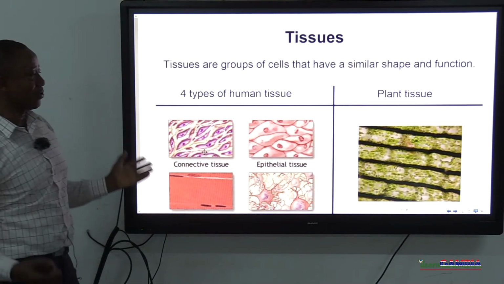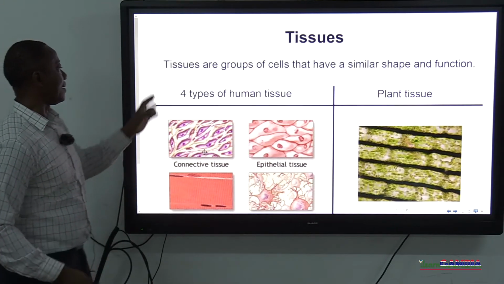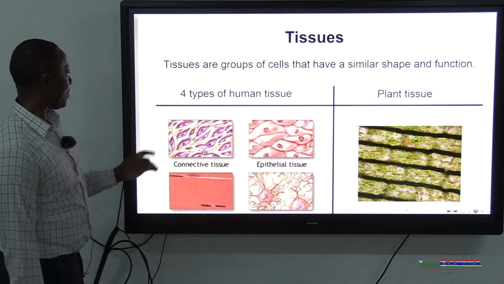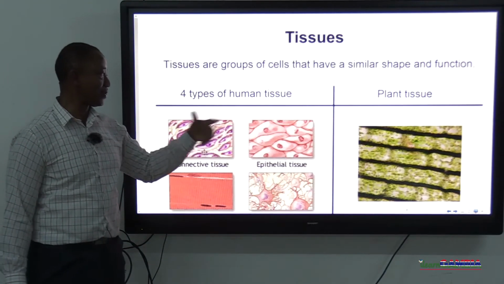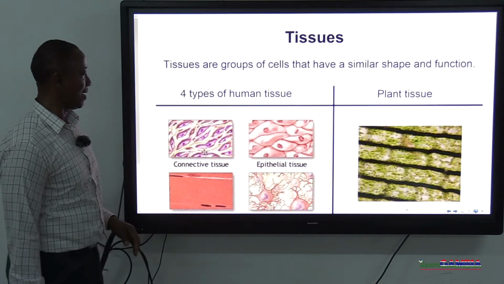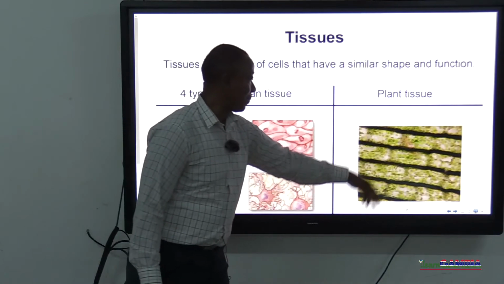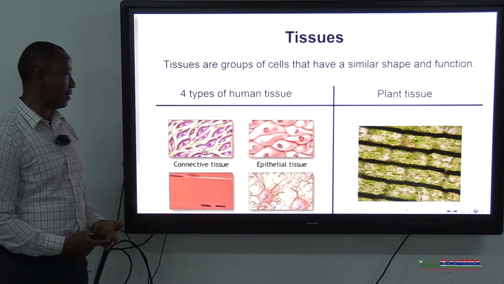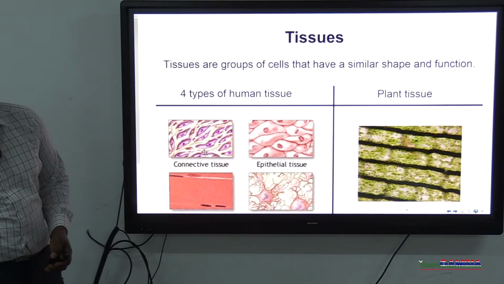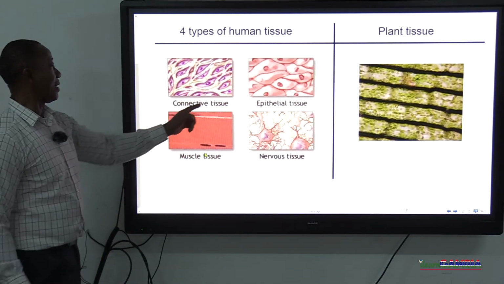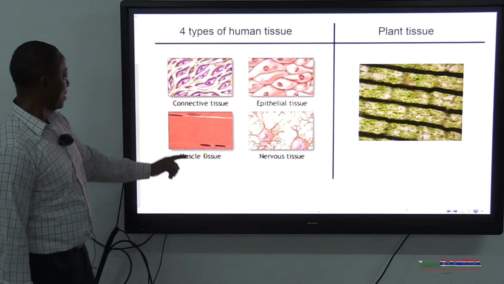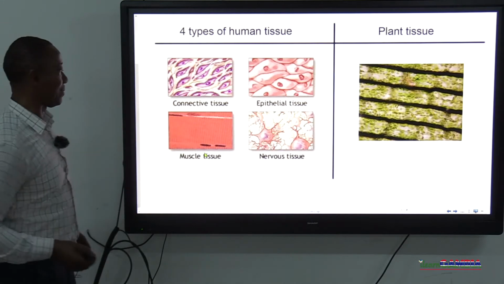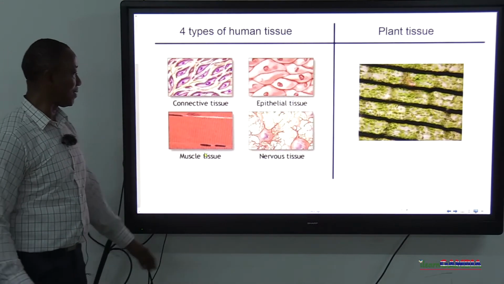So remember we said cells combine to form tissues. And tissues are simply a group of cells that have a similar shape and function. For higher animals, especially for human, we look at 4 main types of tissue. And plants have very simple tissue, whether it's the root tissue or the tissues found in the leaf and so on. But when you come to the animals, let's look at these 4 main types: connective tissue, epithelial tissue, muscle tissue, and nervous tissue. These are the 4 main types of tissue. So every other part of the body is made up of 1 or more of these types of tissue.